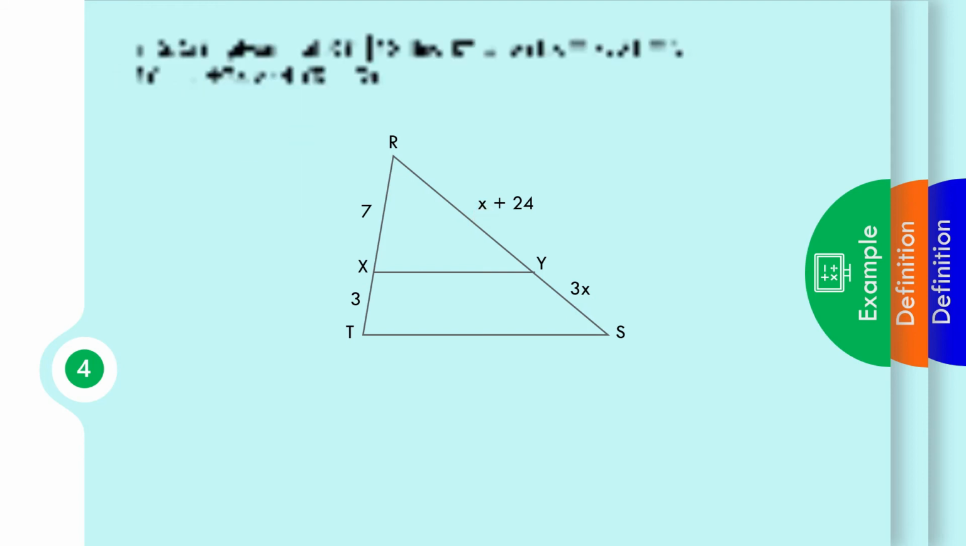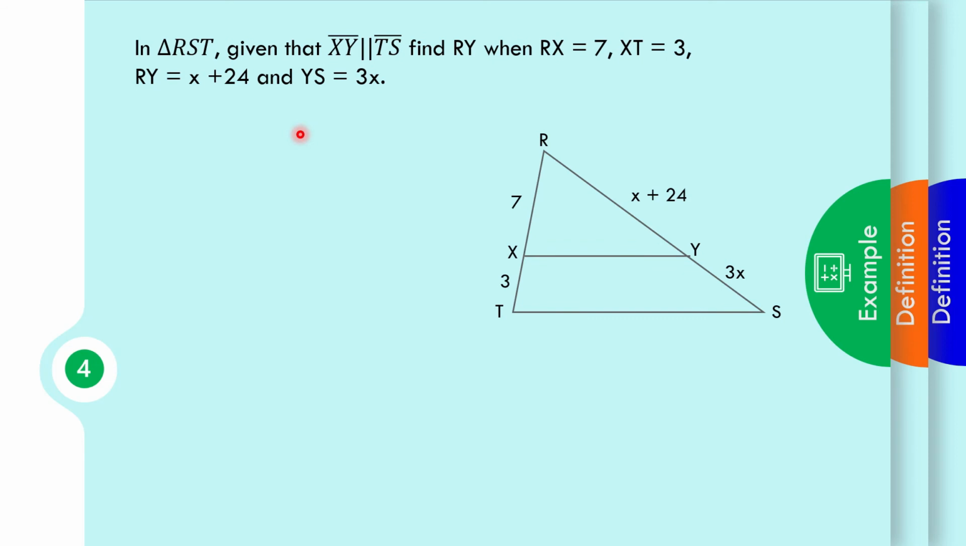So let's begin. Since it says here that XY is parallel to TS, then by applying the basic proportionality theorem, we can state that RX over XT is equal to RY over YS. Let us now substitute the values of RX, XT, RY, and YS. Therefore, we will have 7 over 3 is equal to x plus 24 over 3x.